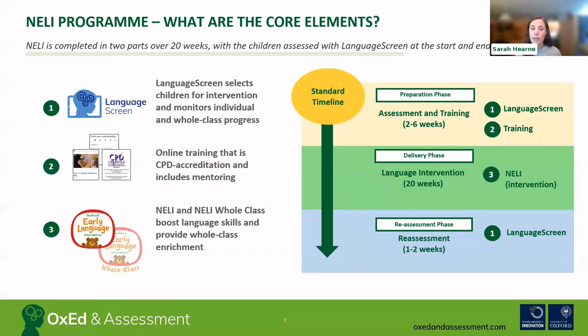The assessment and training element of the programme usually takes between 2 and 6 weeks, and these bits can be delivered in tandem. So you don't need to have completed the training in order to assess the children. You can do them all at the same time. Then NELI and NELI whole class are delivered over 20 weeks, and then all children are reassessed with Language Screen at the end in order to track progress. Reading Screen can also be used at that point, so that's available to use from age 5 for a more detailed understanding of risks to a child's reading comprehension development.